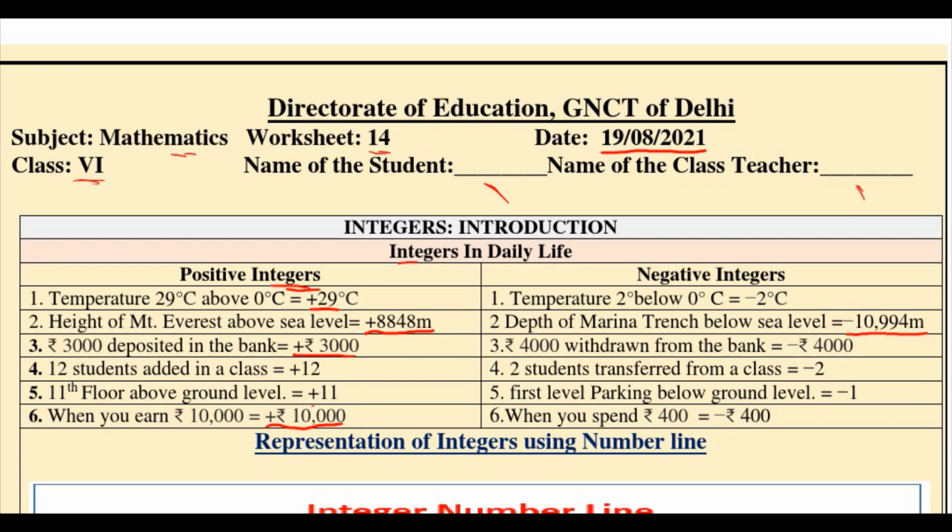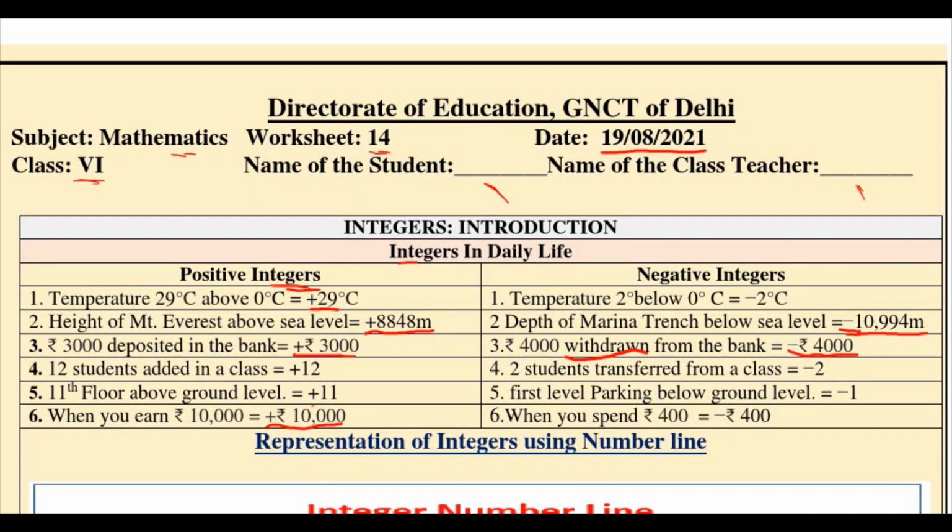And yes, you need to keep one thing in mind. We use a minus sign with the negative integers. Okay, and it is compulsory to use the minus sign. Although with plus, if you don't use it, it is still recognized as a positive integer, but in negative integers, you have to use a minus sign. Number 3, rupees 4,000 withdrawn from the bank. Now here you are withdrawing something, taking away something. Earlier you deposited something in the positive integers. So this will be minus rupees 4,000.